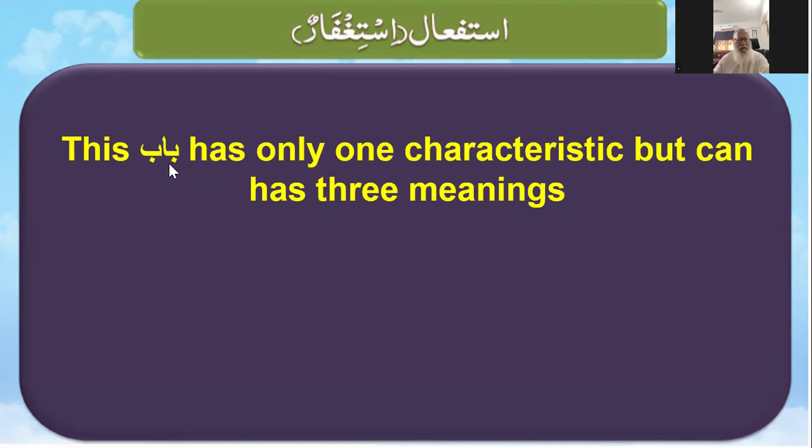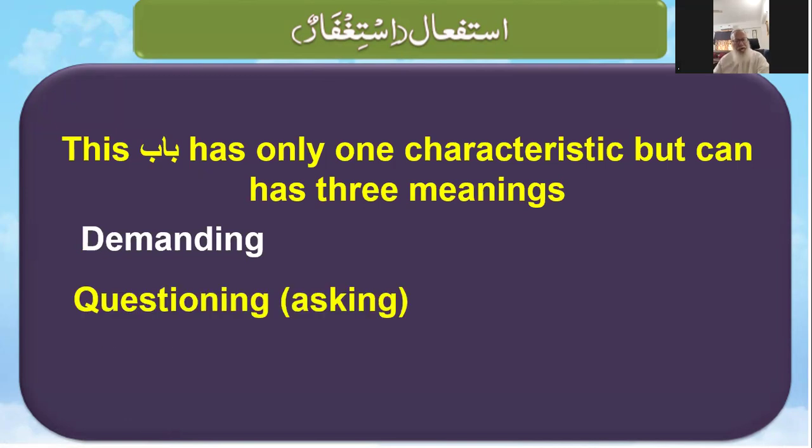This bab has only one characteristic, but we can have three meanings of that one characteristic at a time. What? Demanding, questioning, and desiring. It has one characteristic which may give three meanings: demanding, questioning, meaning asking, or desiring.